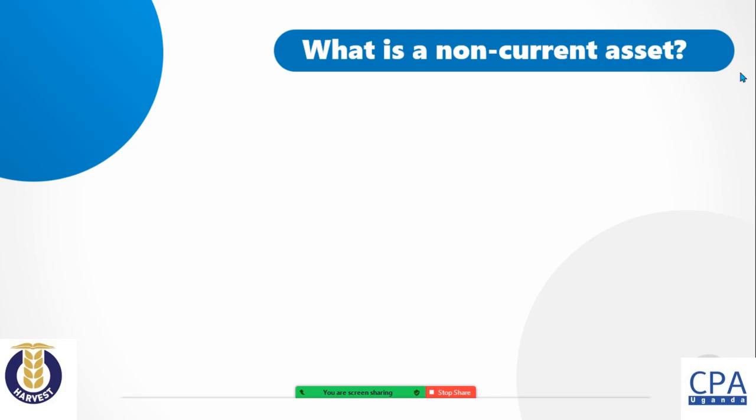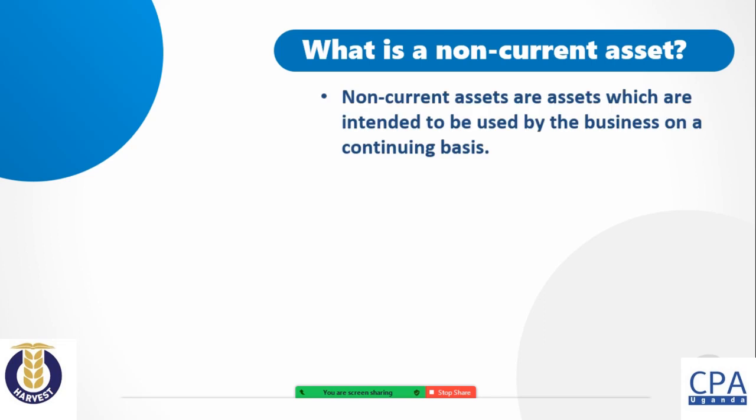Now, what you include as a non-current asset is that asset which you intend to use on a continuing basis. If the business intends to use an asset on a continuing basis, it is regarded as a non-current asset.